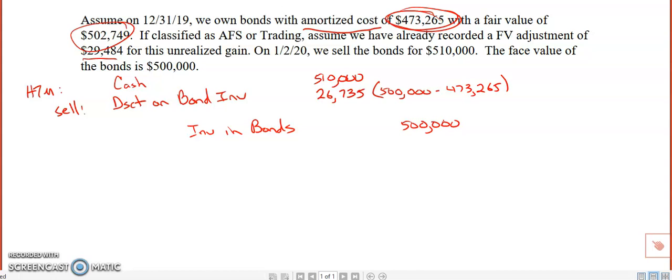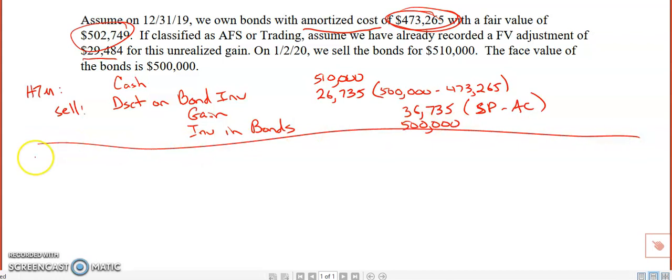Now you can see we're left with 36,735. We can see that it's a credit, so it means it's going to be a gain. Another way to calculate that is to take the difference between the sales price of 510 and the amortized cost of 473,265, and that would also give you the 36,735. So that's held to maturity. If you look back in one of the earlier videos, we did something similar. Now I'm going to draw a line here, and we're going to do trading securities. With trading securities, there are two entries.